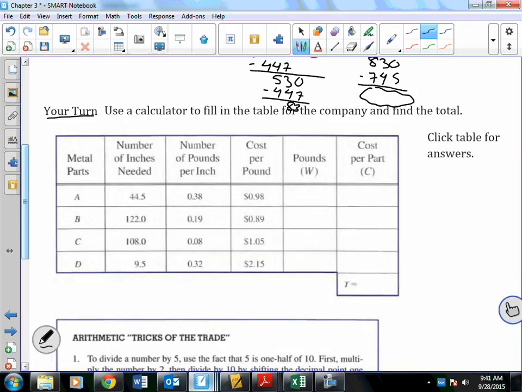So take maybe 3 minutes to fill in this table to find first the number of pounds, and I'm going to do that by multiplying these two numbers. So these two, if I multiply, is going to give me pounds, and then for cost per part, I know how many pounds I have and I know the cost per pound, so I'm going to take these two and multiply them to get the cost per part. So take, like I said, maybe 3 minutes to fill this table in. I'll come back and we can check it.